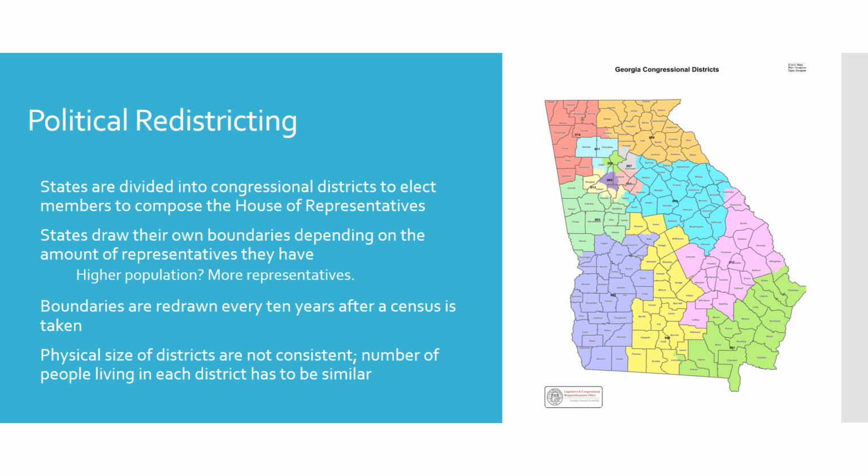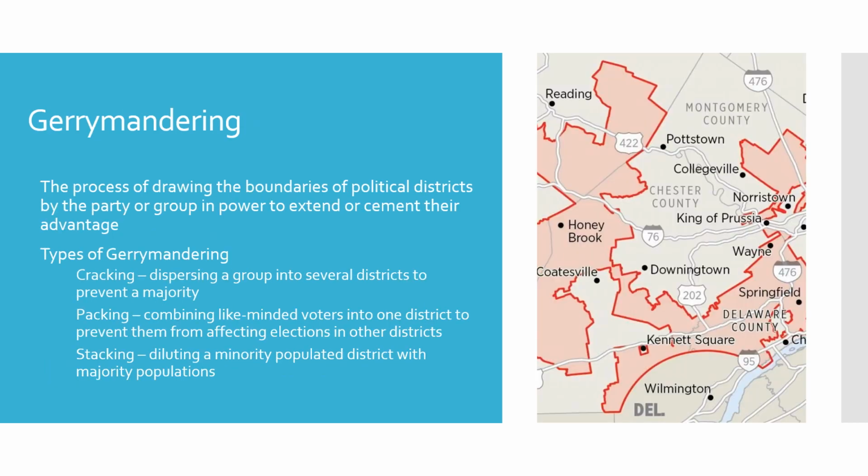Now, the one issue with this is that the states redraw their own political boundaries, meaning that inside of the state, the group or party that is in power is going to draw the districts in such a way that they cement their own power or advantage. And I'll show you an example of how that looks in a minute. But basically what you want to do is draw them in such a way that it is most likely that you're going to get more candidates from your party to get elected than the other team, right?